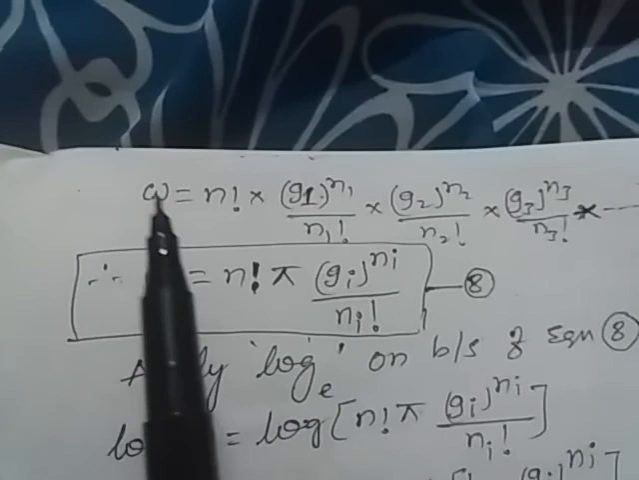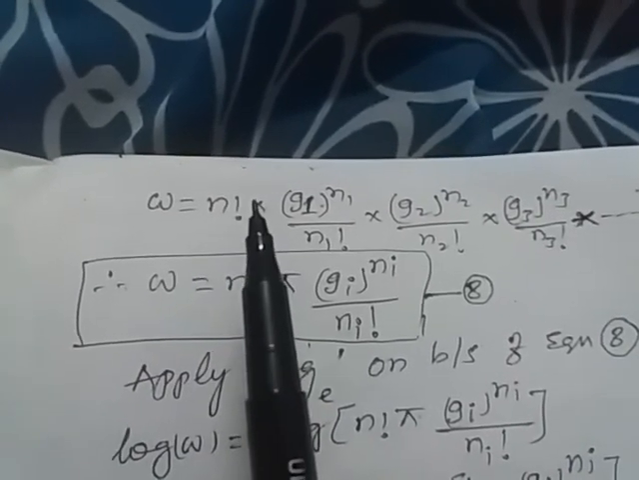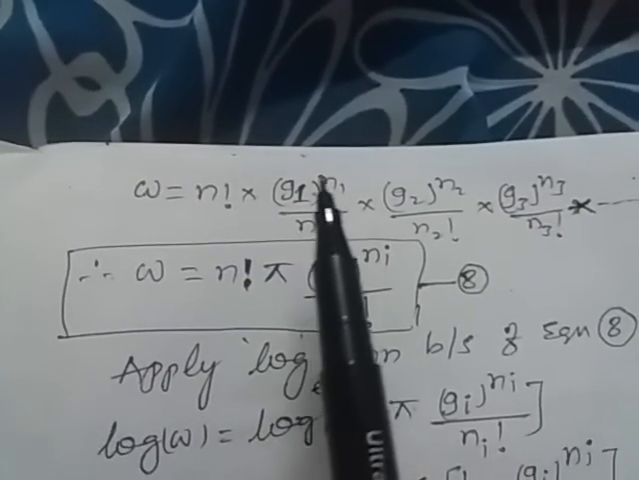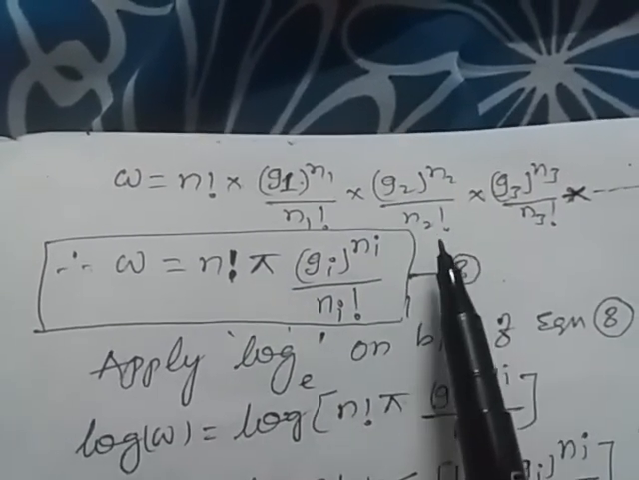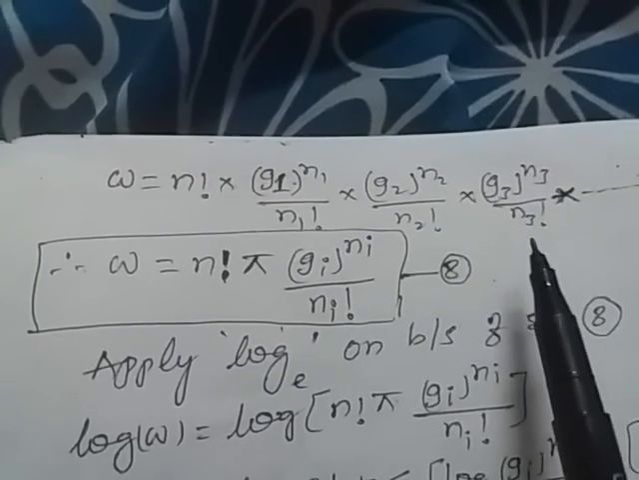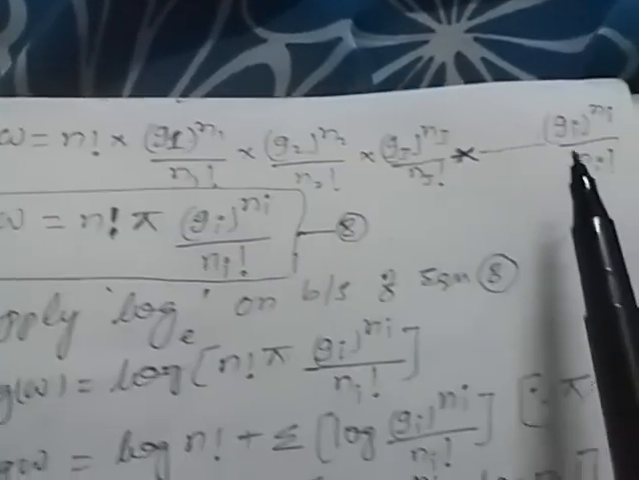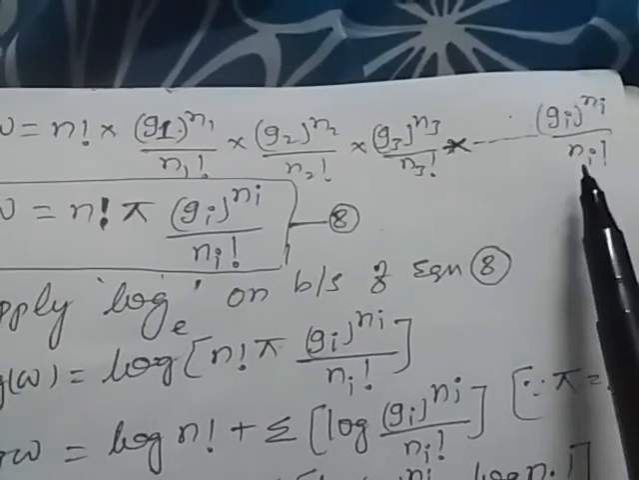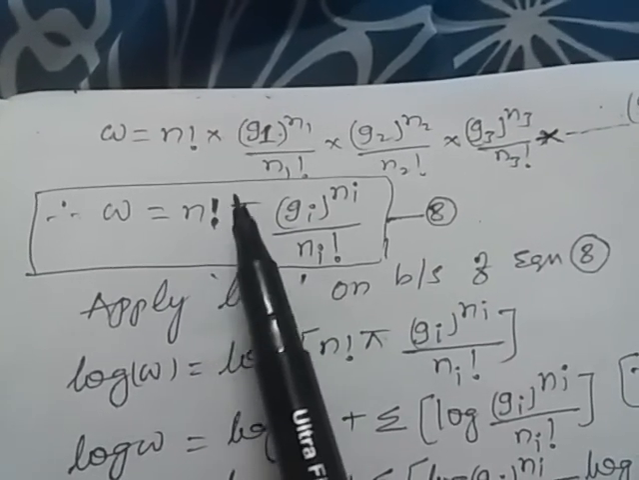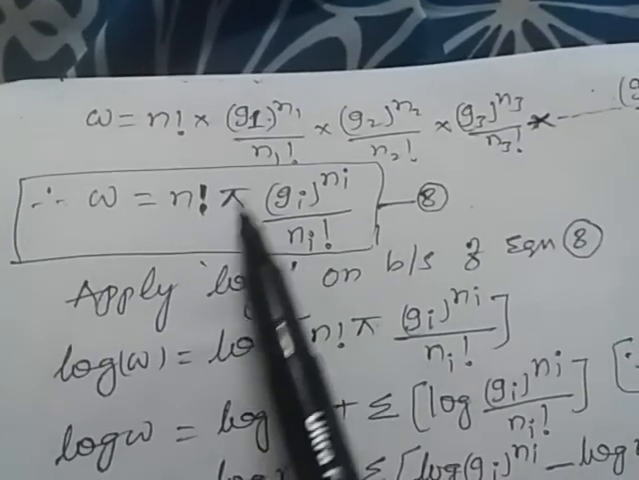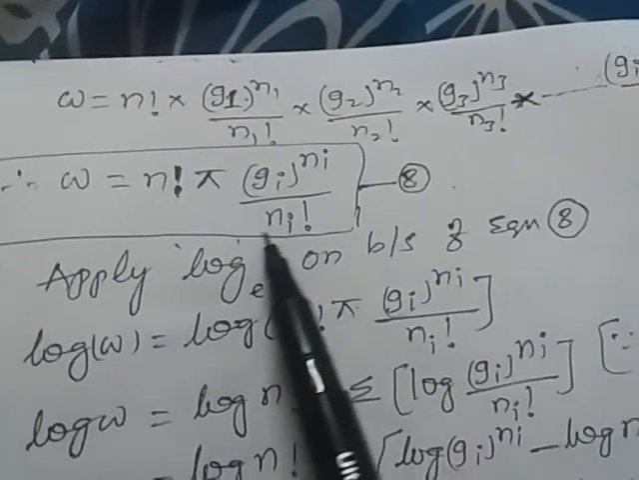So therefore this can be written in terms of the following formula. Omega is equal to N factorial into g1 to the power of n1 by n1 factorial, into g2 to the power of n2 by n2 factorial, into g3 to the power of n3 by n3 factorial, and so on, up to gi to the power of ni by ni factorial. So therefore this can be written as omega is equal to N factorial into the product of gi to the power of ni by ni factorial.